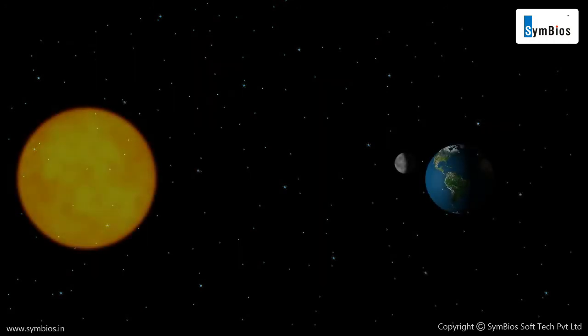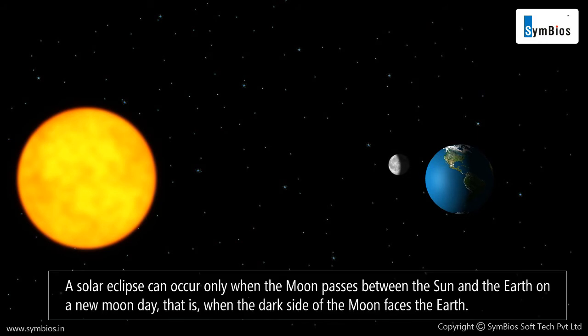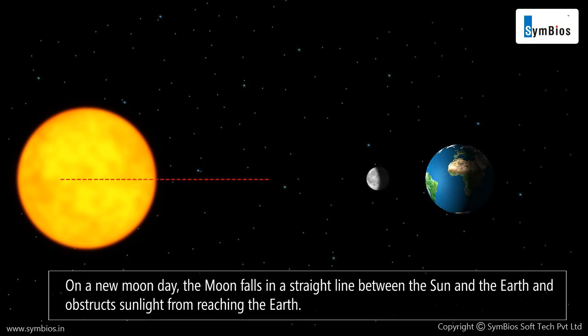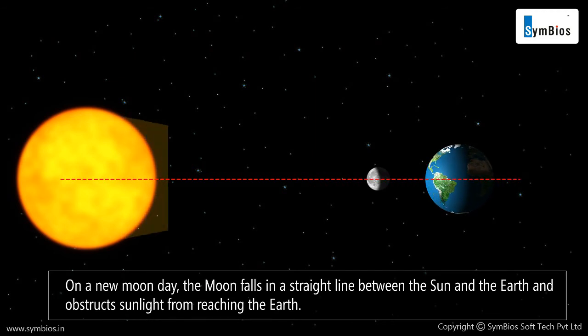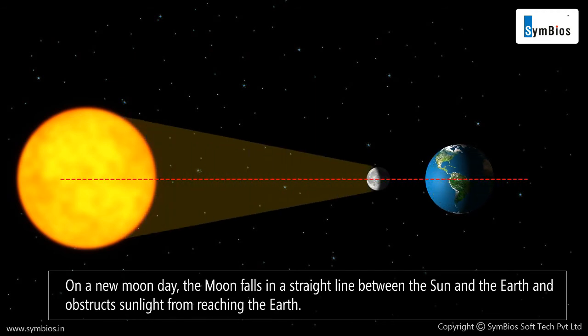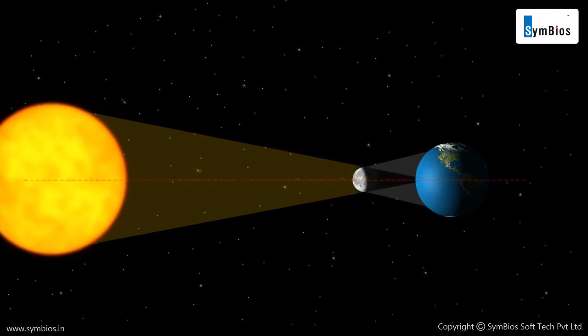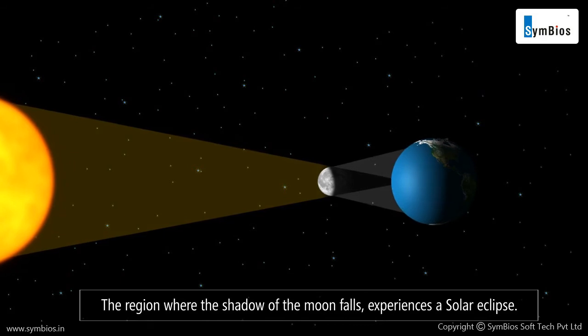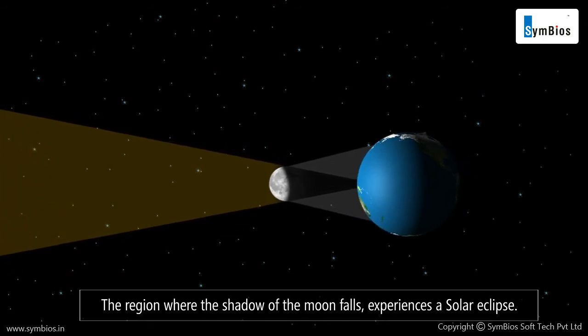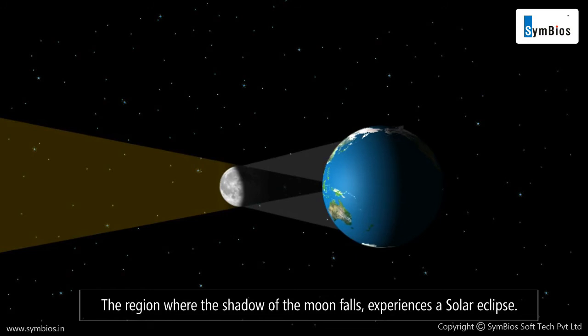Solar eclipse. A solar eclipse can occur only when the moon passes between the sun and the earth on a new moon day, that is, when the dark side of the moon faces the earth. On a new moon day, the moon falls in a straight line between the sun and the earth and obstructs sunlight from reaching the earth. The region where the shadow of the moon falls experiences a solar eclipse.